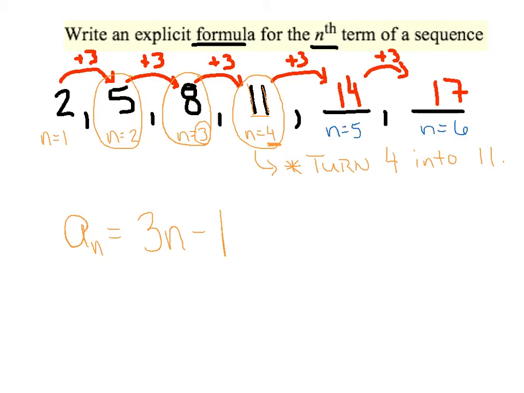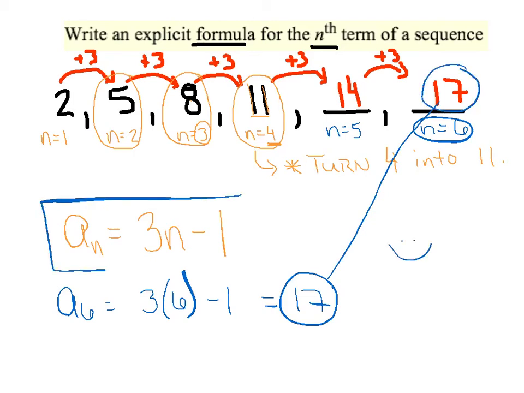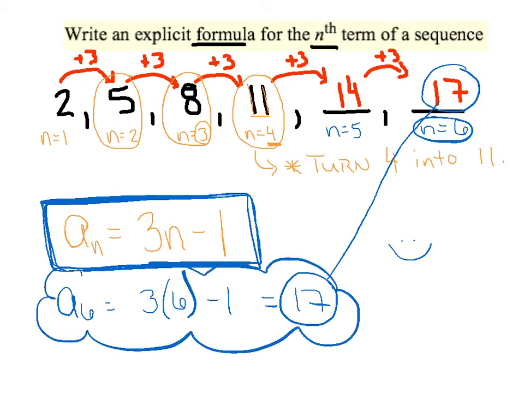I want you to test that theory. I want you to substitute a 6 into my formula. A sub 6 equals 3 times 6 minus 1, 18 minus 1. Yes, it's a 17, and I'm really happy about that because it matches the 17 I had right there. So that tells me that this formula works, and this is the formula right here for the nth term. Right here is my final answer. What I have down here, that's considered my check.